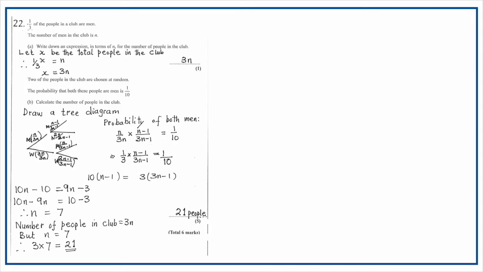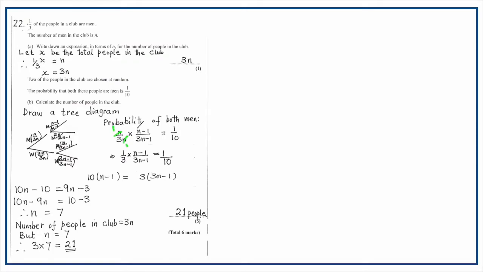Let's simplify n/3n. So n into n is 1, and n into n is 1. So it's 1/3 times n minus 1 divided by 3n minus 1 equals 1/10. Let's cross multiply. So it becomes 10 open bracket n minus 1 close bracket equals 3 open bracket 3n minus 1 close bracket. Let's expand. So 10 times n is 10n. 10 times minus 1 is minus 10, equals 3 times 3n is 9n, minus 3 times 1 is minus 3.